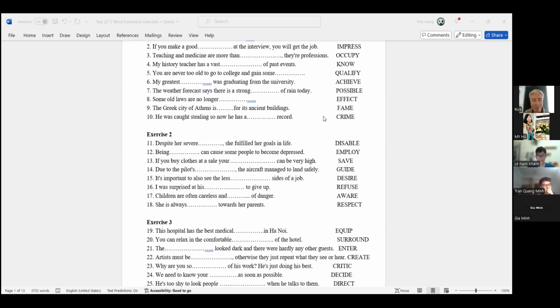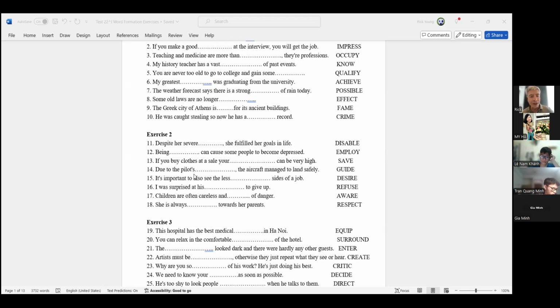13. Now, most people got the right word here, but forgot that it should be plural. It needs to be plural because we're talking here about clothes, which is plural. So this word needs to be plural as well. So the word should be savings with an S. Several of you sent me saving without the S, which is not correct. If you buy your clothes at a sale, your savings can be very high.